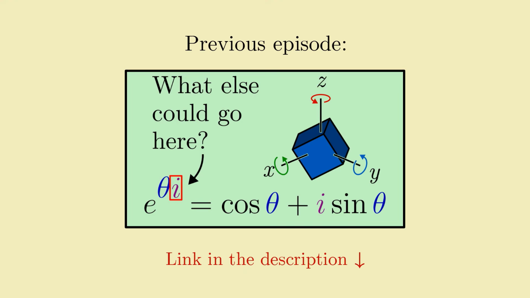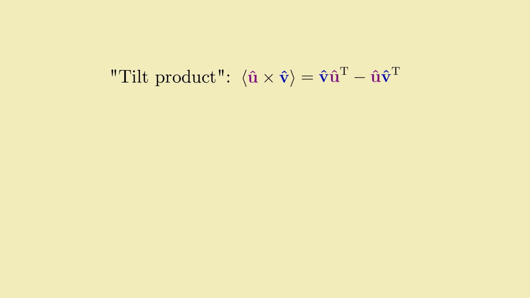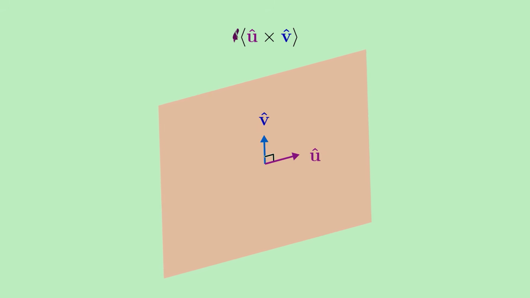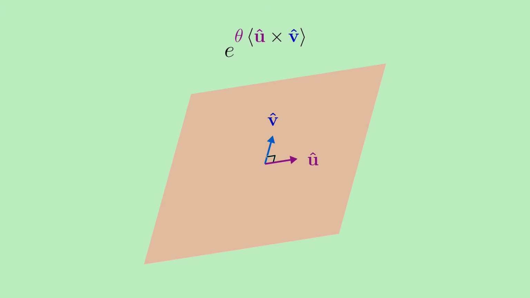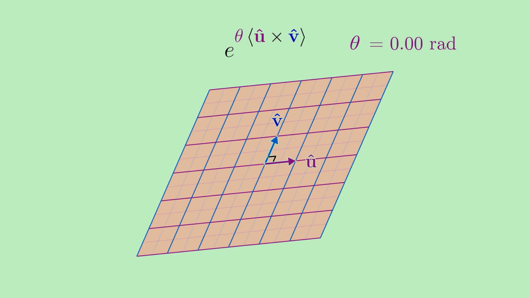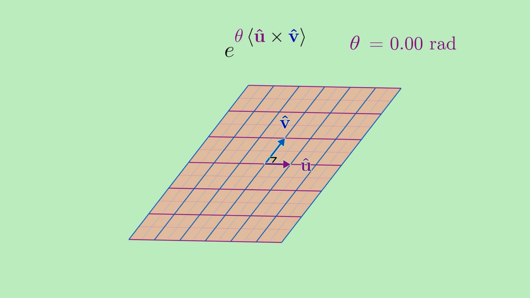Link in the description. But to summarize, we developed the concept of what I called a tilt product, which is a certain way of combining 2 perpendicular unit vectors, u and v, to produce a matrix which, when multiplied by a vector, has the effect of projecting that vector onto the UV plane, and then rotating the vector 90 degrees in the direction from u toward v. Plugging in such a matrix scaled by an angle theta into the matrix exponential, a certain way of raising e to the power of a matrix, produces a rotation matrix that has the effect of rotating vectors theta radians in the direction from u toward v.